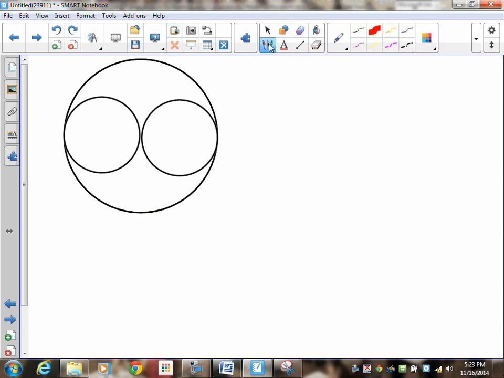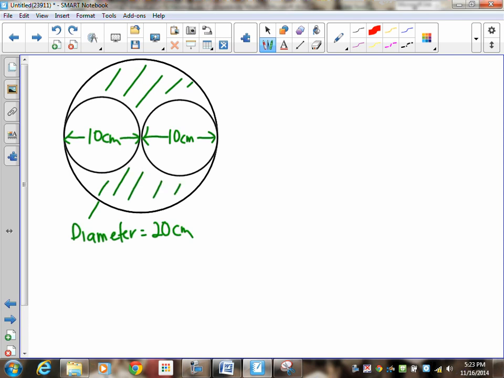So what we have here is the large circle has a diameter of 20 centimeters. These 2 in the middle have diameters of 10 centimeters. So what I want you to do is find me the area outside the 2 small circles, but inside the big circle. Remember that these are diameters. Your formula works with radius, so you're going to have to keep track of what the radiuses are for this question. So pause the recording and then try it.